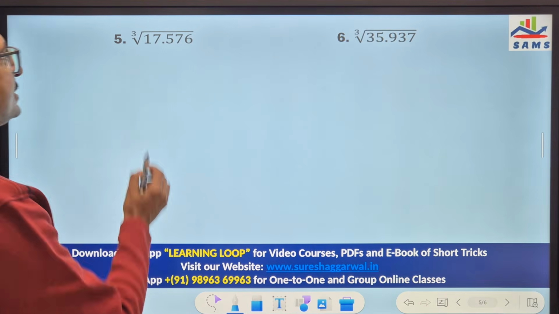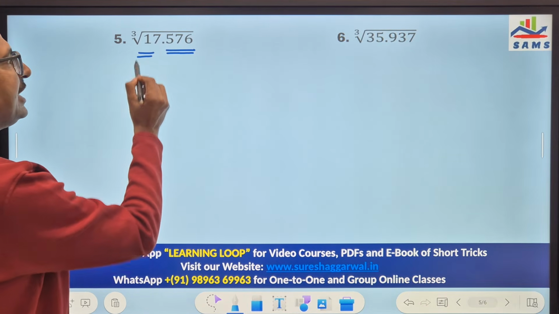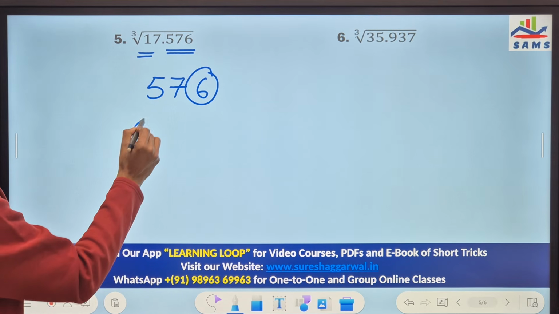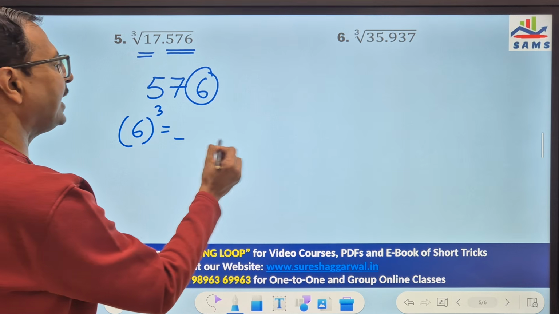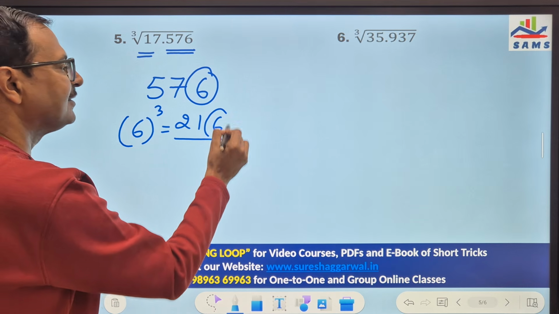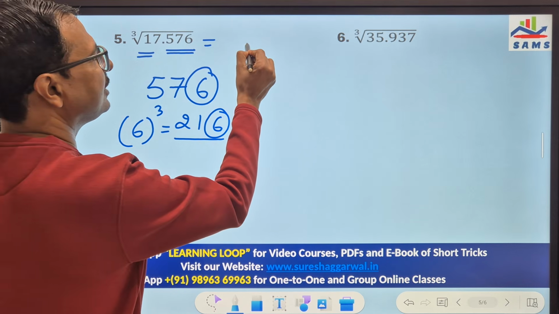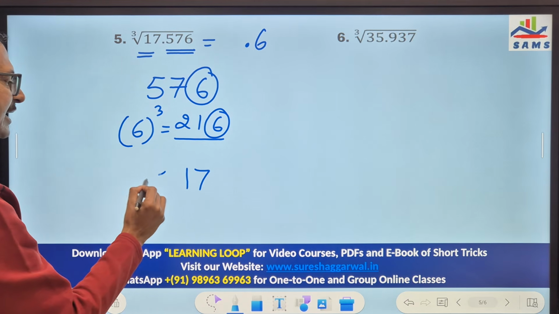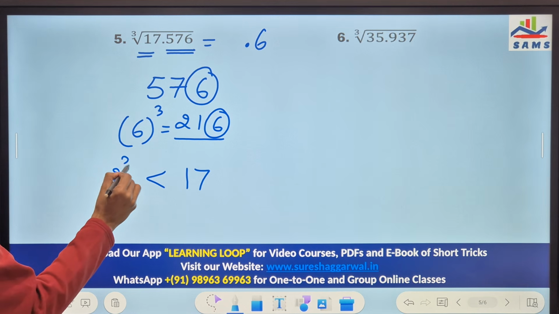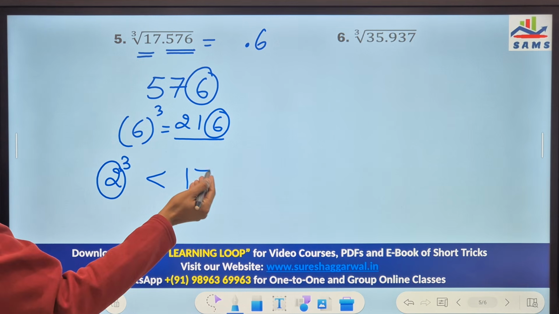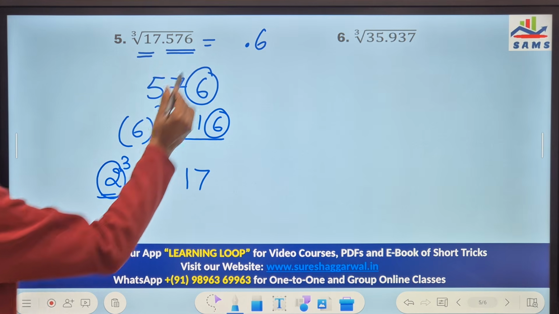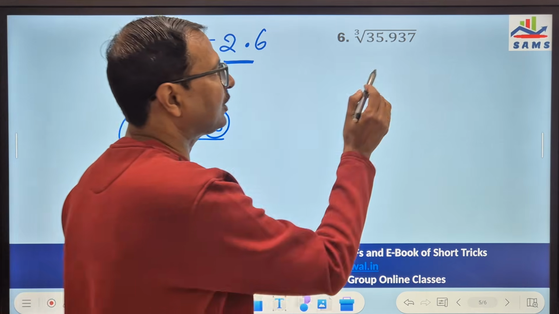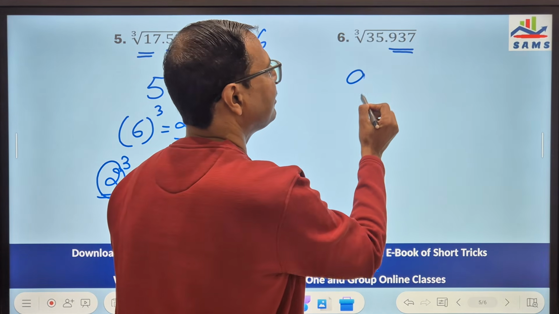Let's have some big numbers. Here we have 17.576. So 576 ends in 6, and there is only 6 cube which ends in 6. See? And so your answer is going to end with 0.6. Likewise 17. 17 is greater than which cube? 2 cube only. Why? Because 3 cube is 27, greater than 17. So 2 is the remaining part. Your answer is 2.6.